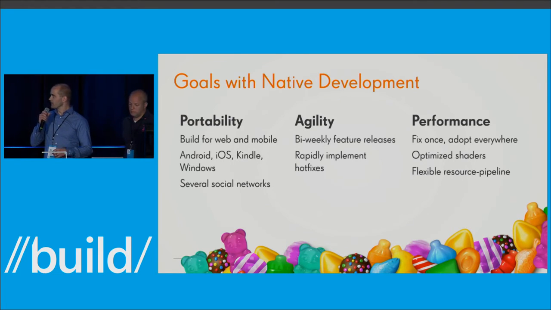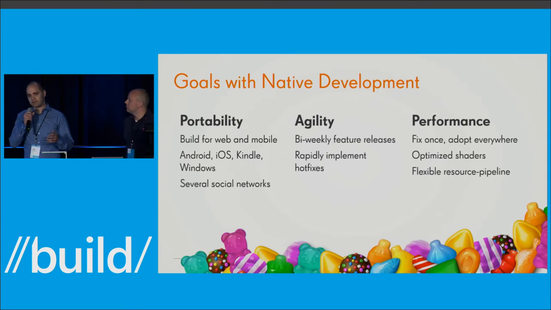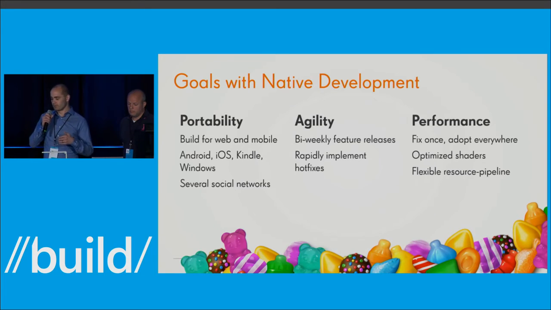King has a strategy with native development, and it's extremely important that the solution is portable. So we need to be able to run this on all different platforms. We run it on the web, on mobile, on Android, iOS, Kindle, and now on Windows. We also need to branch out for all different kinds of media or social networks. So when the engine needs to make a Facebook call or whatever, we can branch out and use custom code for that specific platform.